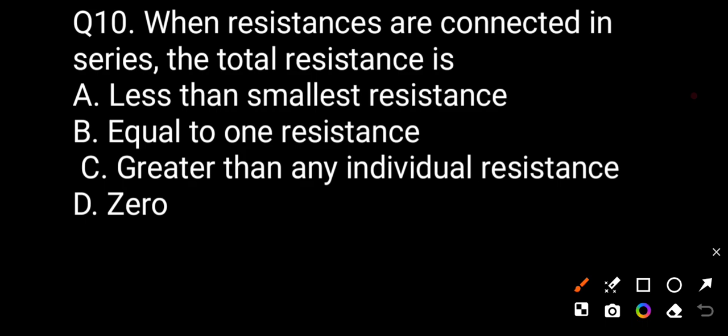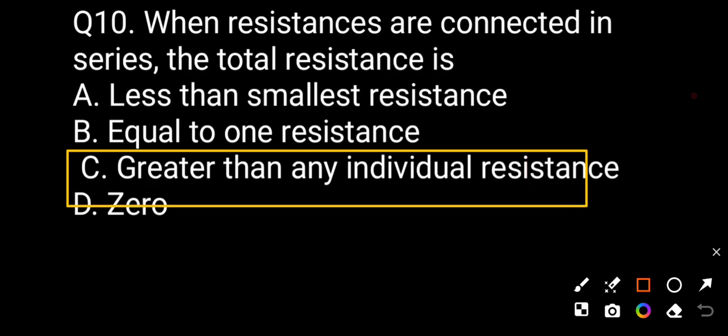Question number 10. When resistances are connected in series, the total resistance is option A less than smallest resistance, option B equal to one resistance, option C greater than any individual resistance, option D 0. The correct answer will be greater than any individual resistance.